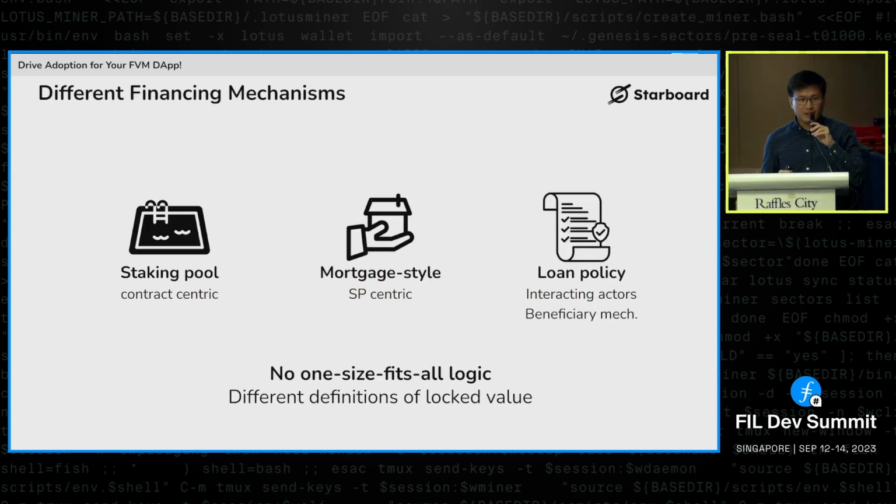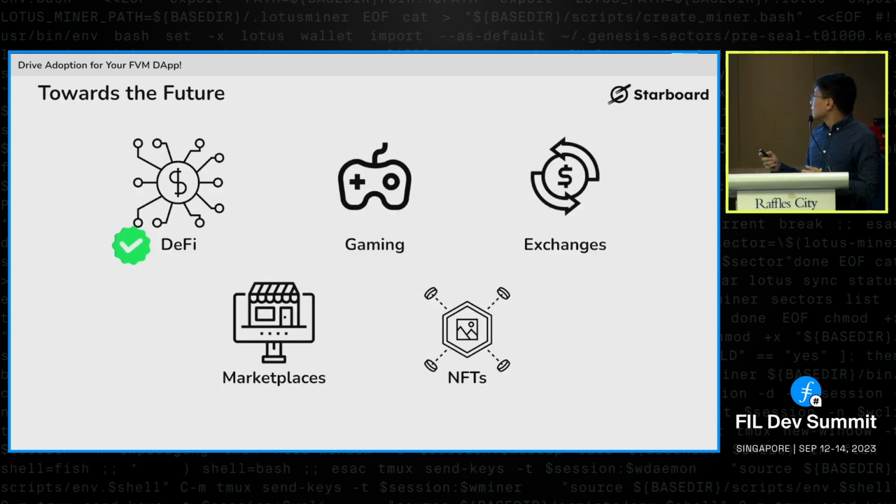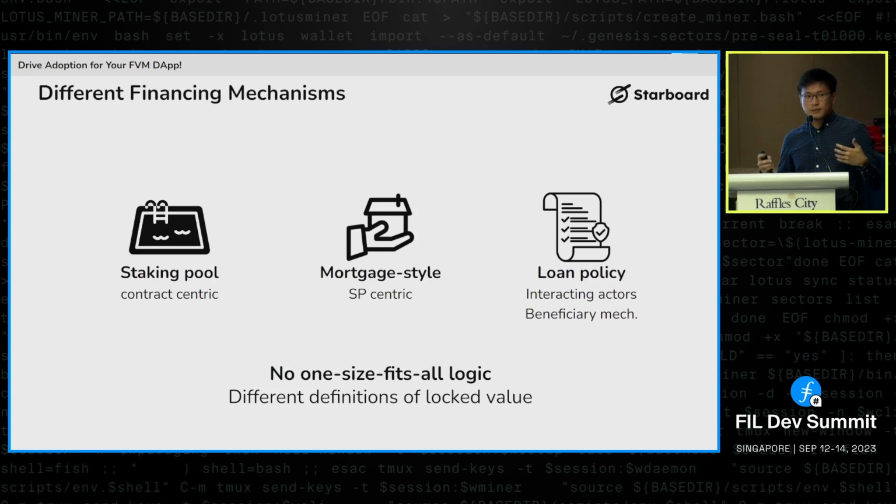But we also found out that it can be rather complicated, because one of the virtues of the FVM is that you can arrange your financing protocol in any arbitrary way that might be meaningful to you. There are many different business models around. You might have a staking pool, or you might have some kind of mortgage style financing concept. And these can be difficult to quantify properly. So what we do is allow protocols to declare their reported values to us as well.